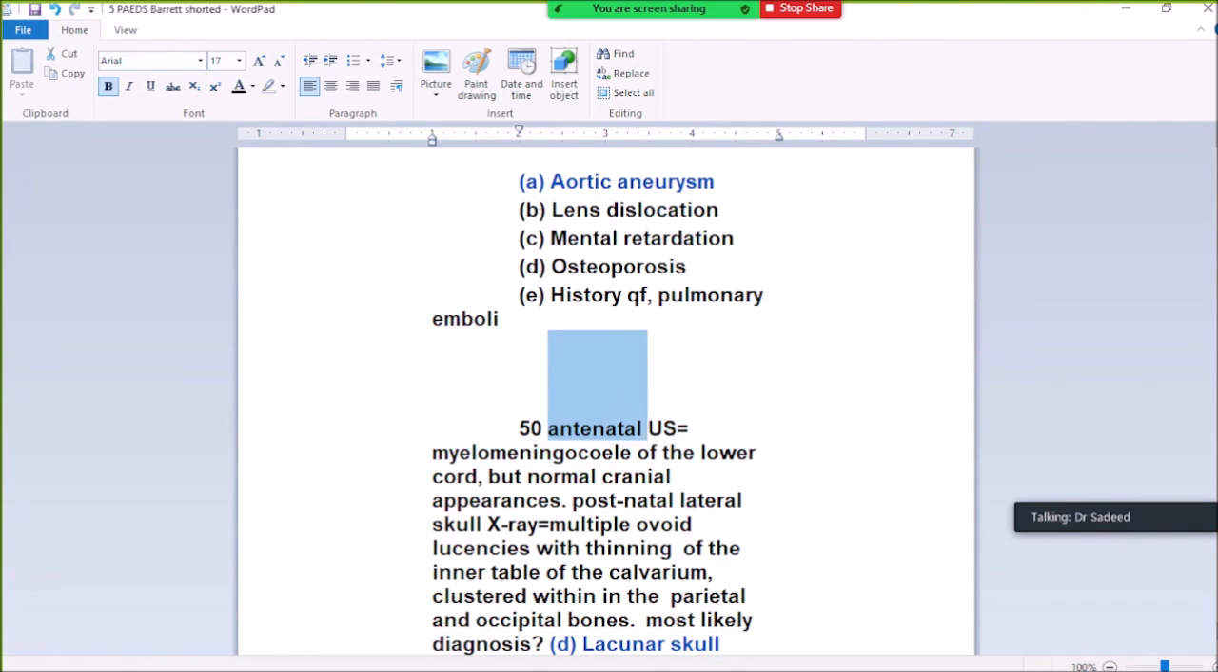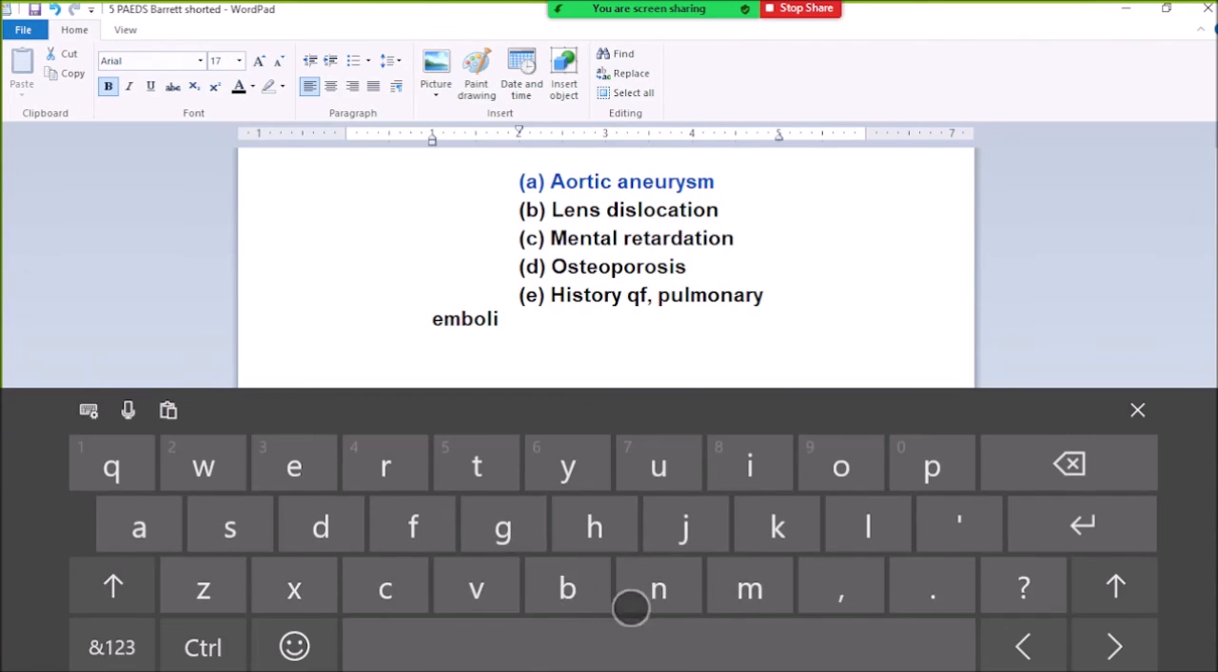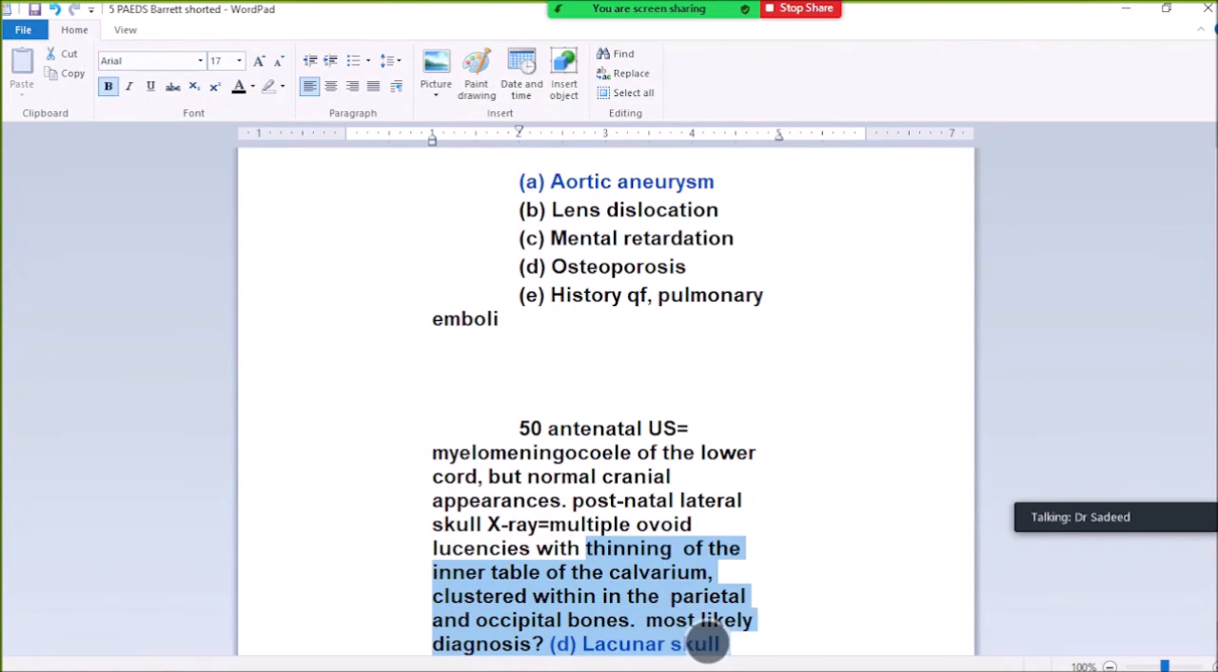So antenatal ultrasound shows a meningomyelocele of the lower cord. Then the postnatal lateral skull X-ray shows multiple ovoid lucencies with thinning of the inner table of the calvarium clustered within the parietal and occipital bones. So multiple ovoid lucencies on skull X-ray, most likely diagnosed as lacunar skull. There are lacunae inside the skull, like small channels inside the skull, so it's called lacunae.